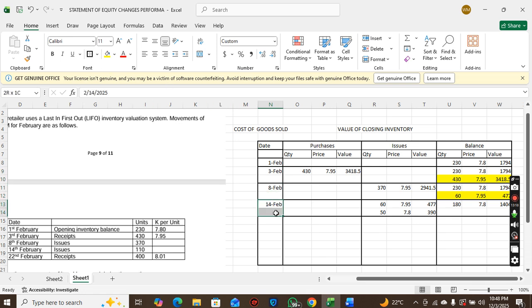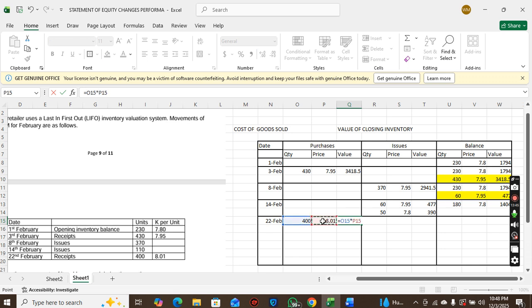Okay, then the last transaction, 22nd February, there were receipts. We bought 400 goods worth 8.01 kwacha, total value 400 multiplied by 8.01, 3,204. And as I said, whenever there's a purchase, this is where you separate the units.